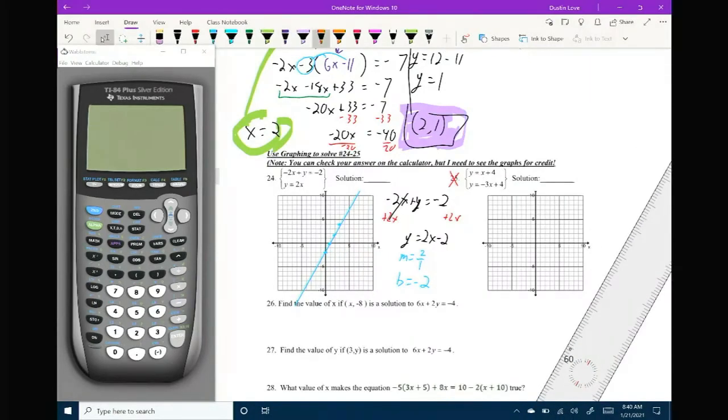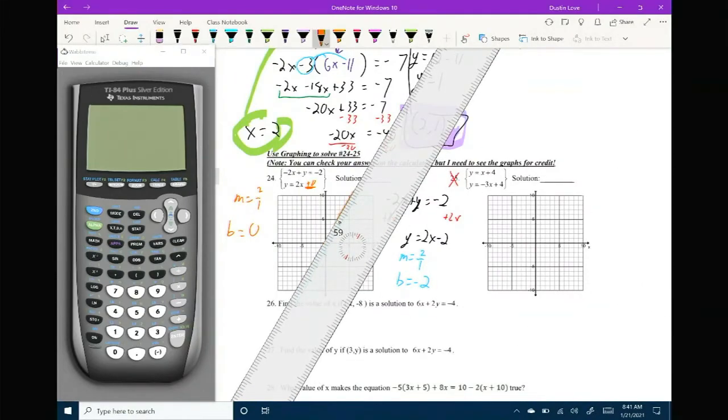Now, for my second one, my slope is 2 over 1, but my y-intercept is, well, there's nothing written there, which is the same as plus 0. So my b equals 0. So here we've got rise 2, run 1, rise 2, run 1, rise 2, run 1.